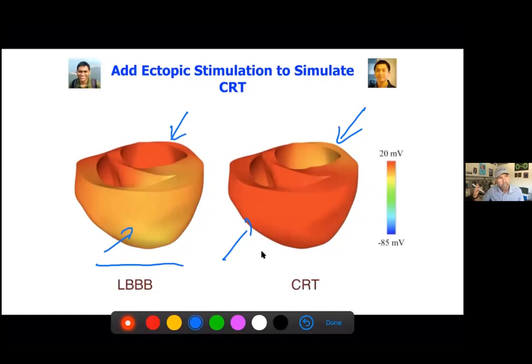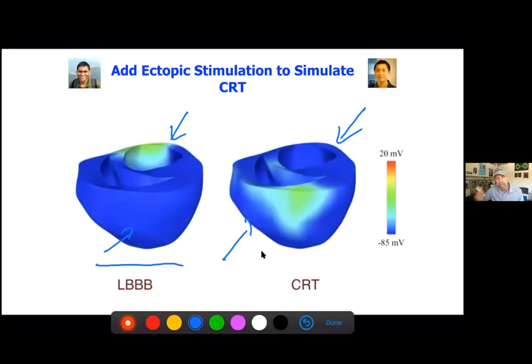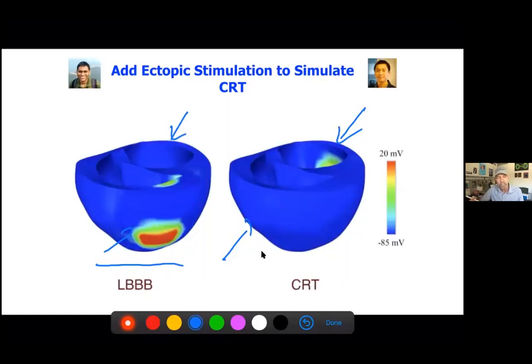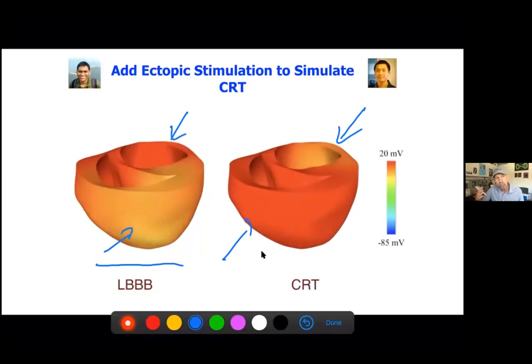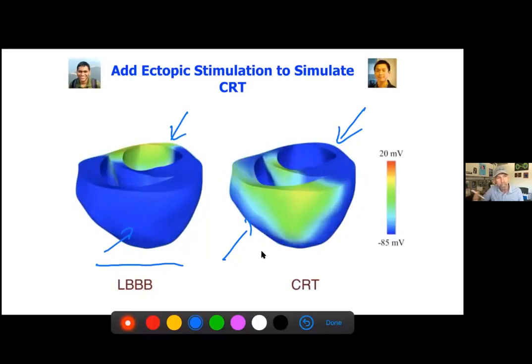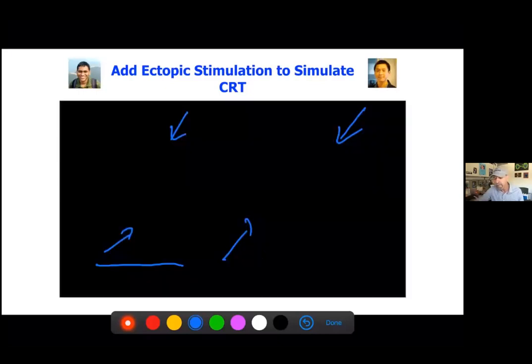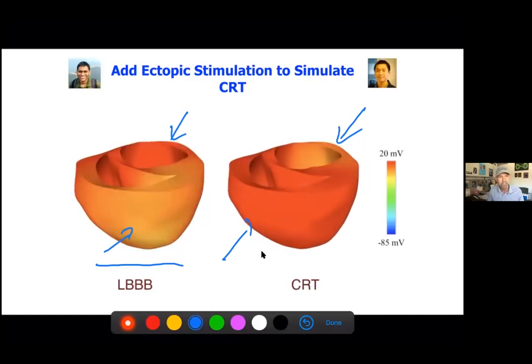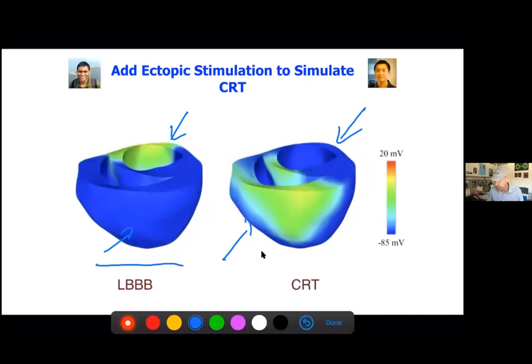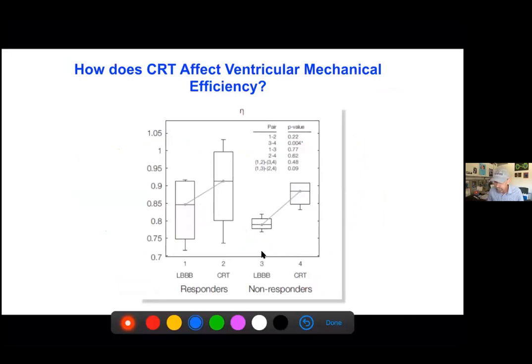And so this is maybe a clue that the goal of trying to actually synchronize the electrical activity is maybe not the goal. They thought it was the goal, but when we showed them they hadn't synchronized the electrical activity very well, I thought, well, maybe it's something else we're doing. And so one of the main hypotheses is that this therapy works by increasing mechanical efficiency.